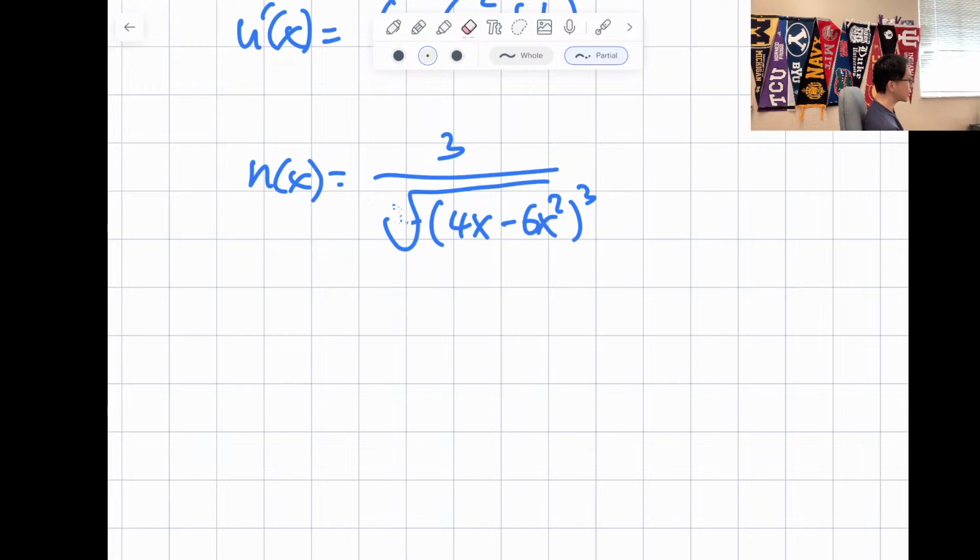And this is a typical example of a constant on the top, so do not use the quotient rule here. If you use the quotient rule here, it's not that it leads to an answer that's completely off, it's just much more complex to write. Sorry, take that part back. So with a constant on the top, use the chain rule.